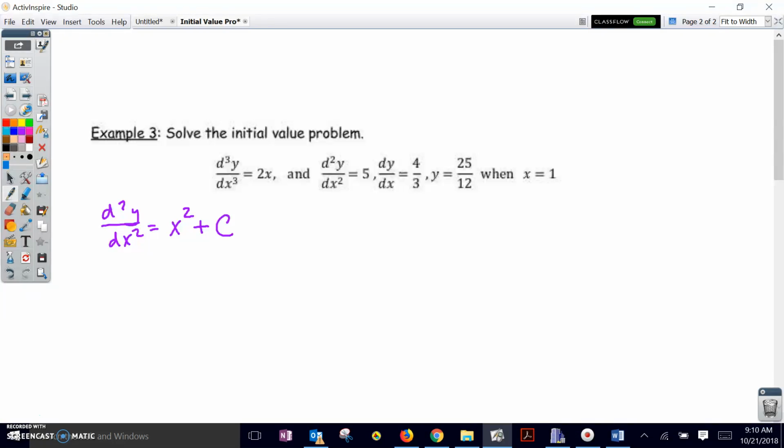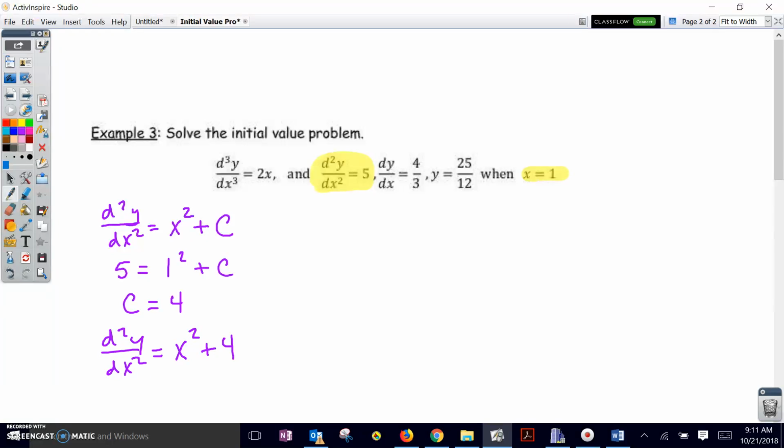And then we see here that the second derivative is equal to 5 when x equals 1. And so we'll put 5 in here for the second derivative and 1 for x, and we find that our constant is 4. So the second derivative is d squared y dx squared equals x squared plus 4.